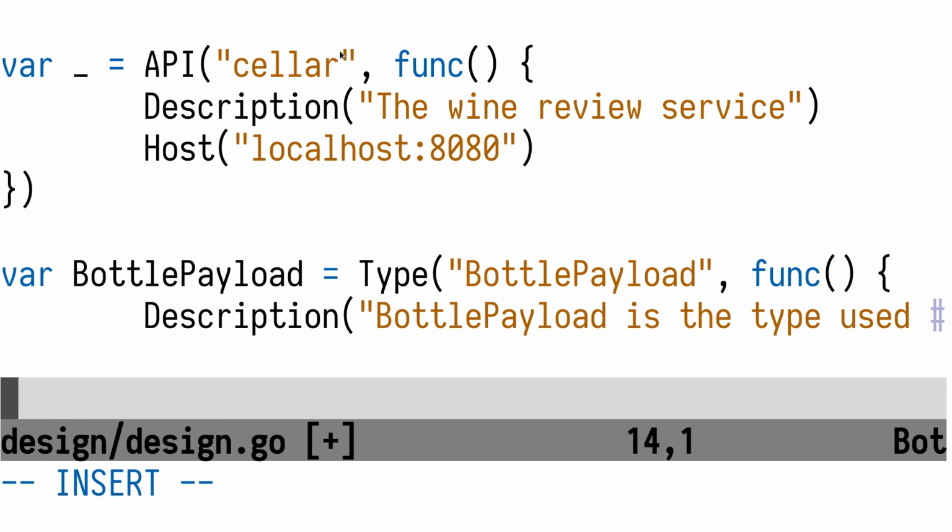Next, I need to define the fields. To do that, I use a function called attribute. The first argument of attribute is name. That's the name of the attribute. The second argument is the type. The third is an optional description. And the fourth is an optional anonymous function that you can use to define additional things on that attribute. For example, here we're going to define a validation rule. We're going to say that the name has to have at least 2 characters.